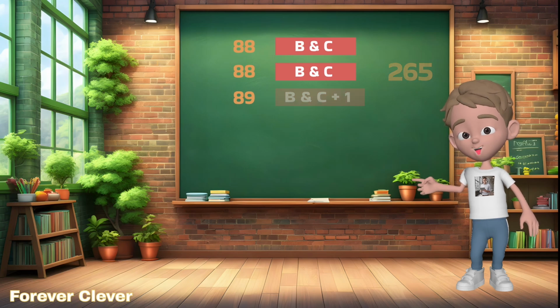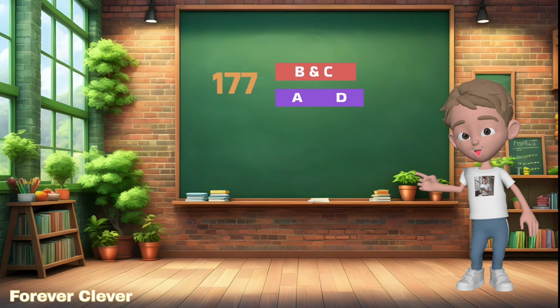Since classes A and D combined have one more student than B and C combined, that brings us to 89 students for A and D. Finally, when we add the students from all 4 classes together, 88 from B and C, plus 89 from A and D, we get a total of 177 students in grade 6. And there you have it.